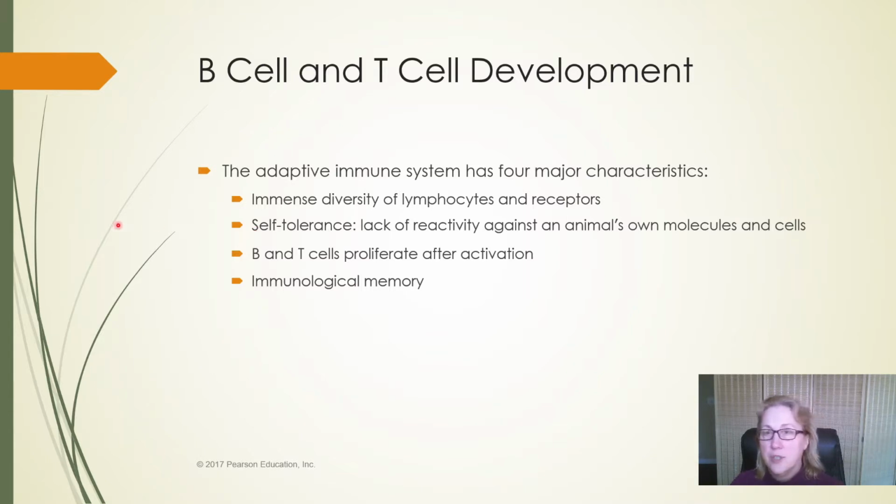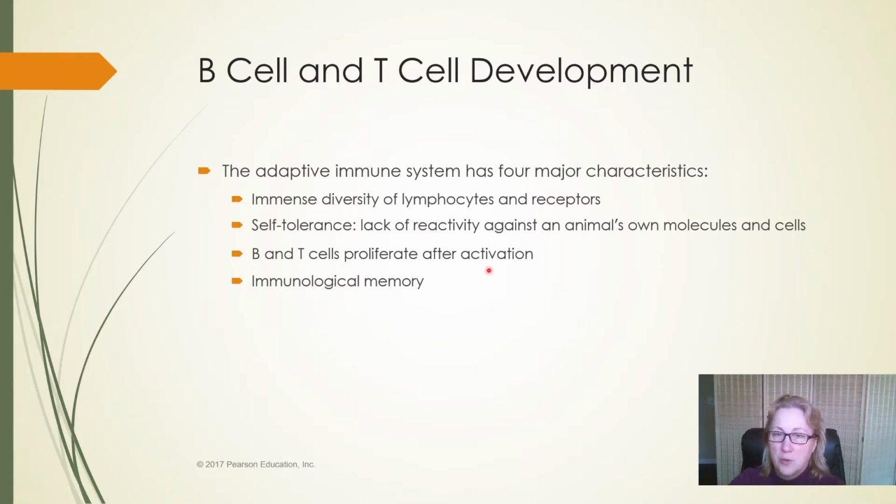Self-tolerance. Of course, if we're just randomly making a bunch of different antibodies and receptors, some of them are going to match epitopes on our own cells. So those have to be eliminated because we don't want the immune system reacting to our own proteins. So one of the things that happens during B and T cell development is an elimination of those self-reactive molecules.